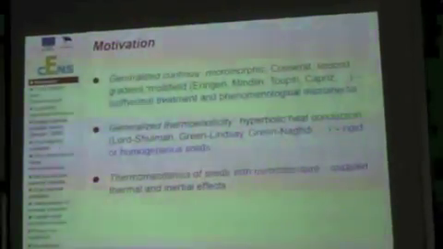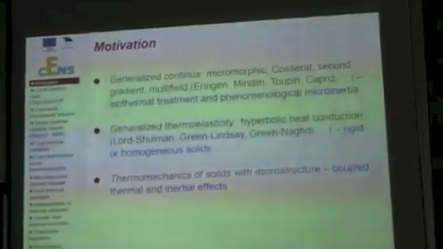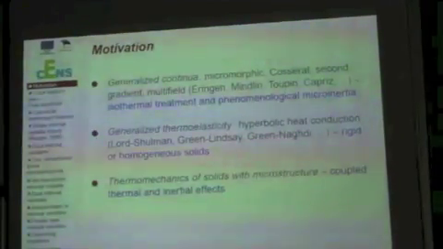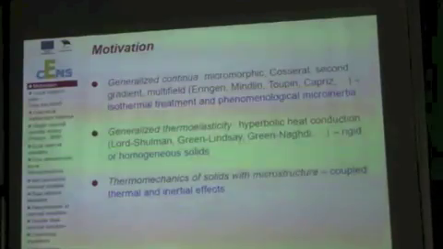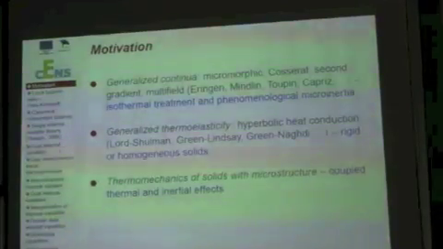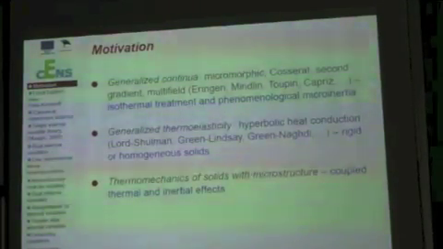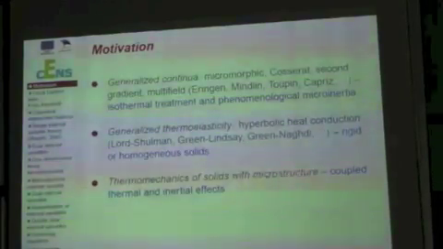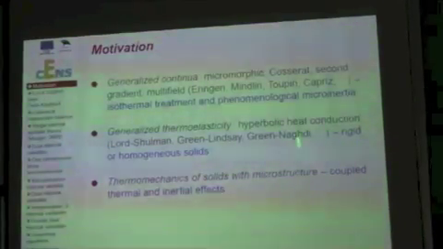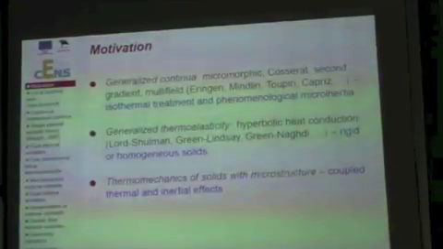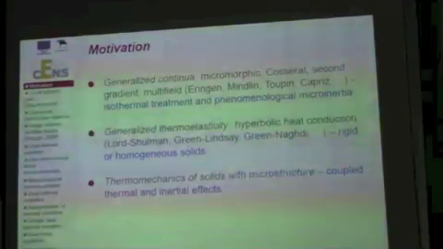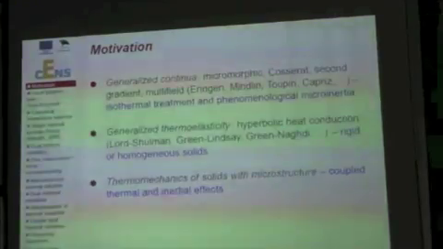As you know, the generalized continua like micromorphic, Cosserat, second gradient, and so on, mostly have isothermal treatment, and microinertia is usually introduced phenomenologically. At the same time, generalized thermoelasticity, classical at least, is mostly interested in hyperbolic heat conduction and almost always considers rigid or homogeneous solids. But we expect that thermomechanics of solids with microstructure is a coupled theory with thermal and inertial effects.